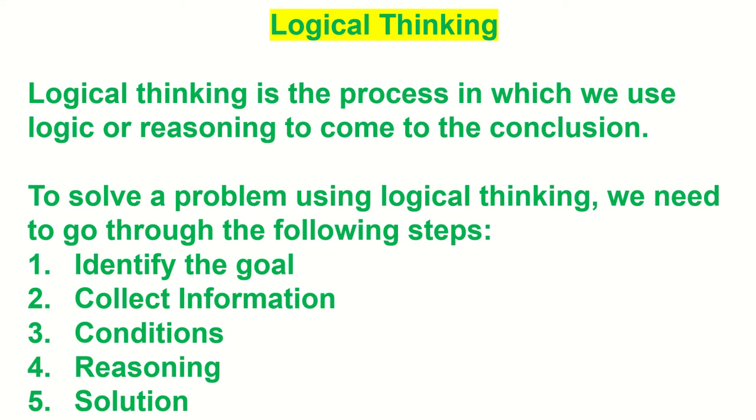Next step is the conditions. Conditions are basically the points that we need to keep in mind while solving a problem. Next is reasoning. Reasoning means we will solve the problem by applying logic when we have the available information with us and when we follow the conditions. And finally, after applying the reasoning or logic, we will come to the solution. Now let us solve some problems using logical thinking.